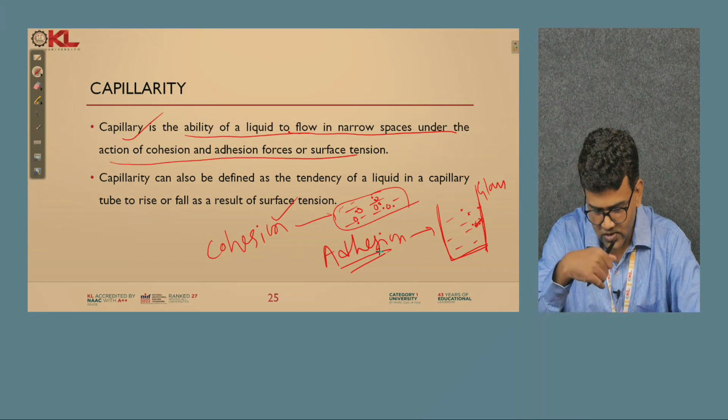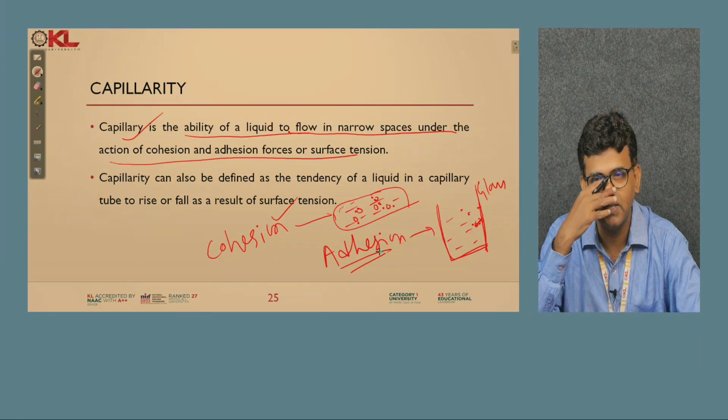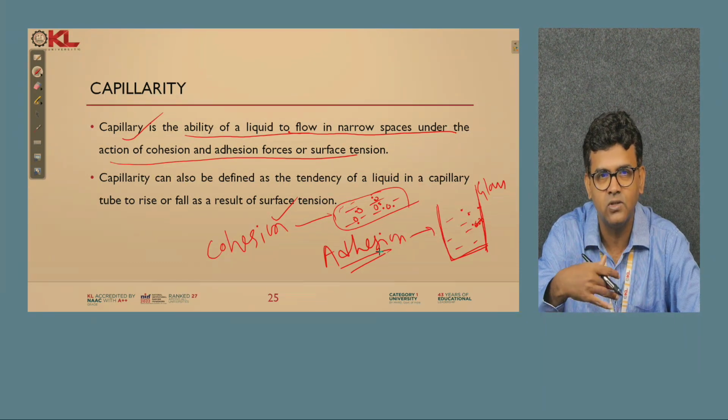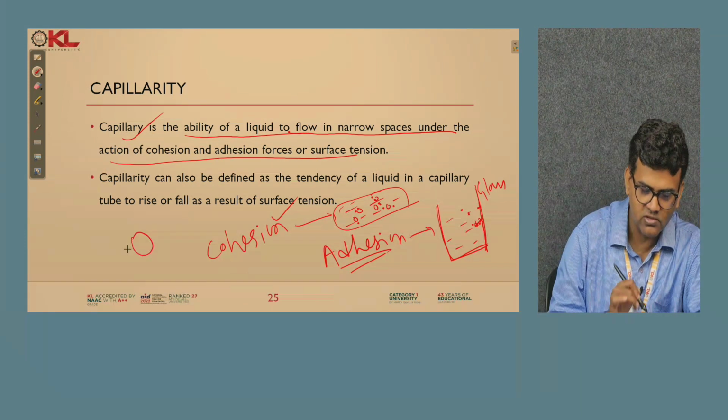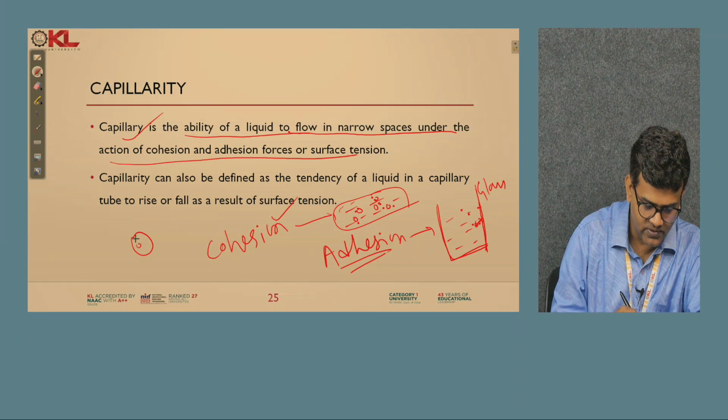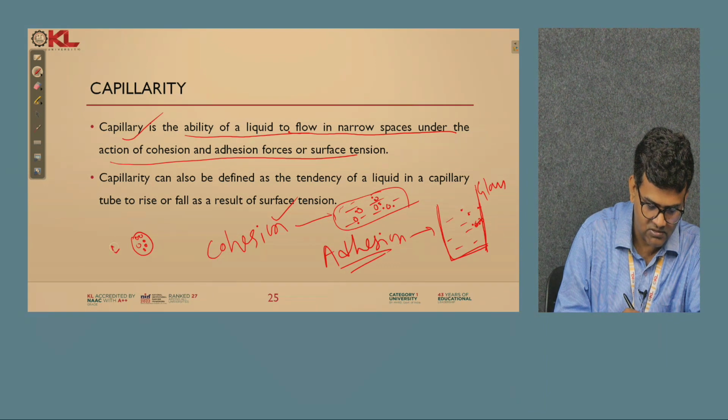So because of this cohesion and adhesion, surface tension is created. Surface tension comes into the picture because of the cohesion and adhesion. As you saw in the previous slide, there are water molecules inside that surface, and outside, air molecules are there.